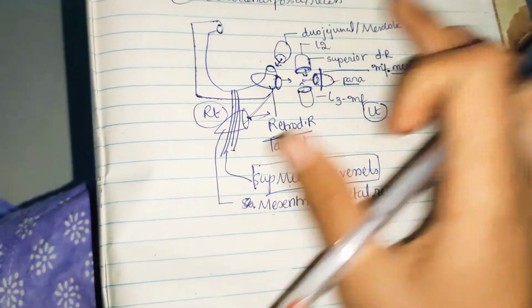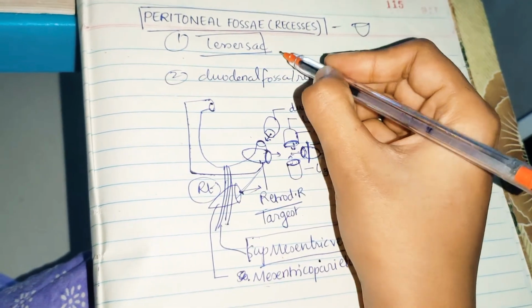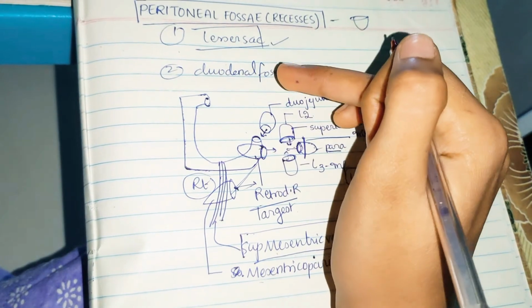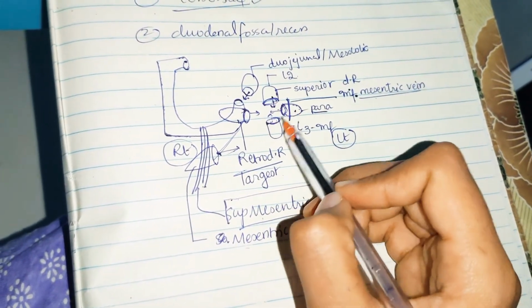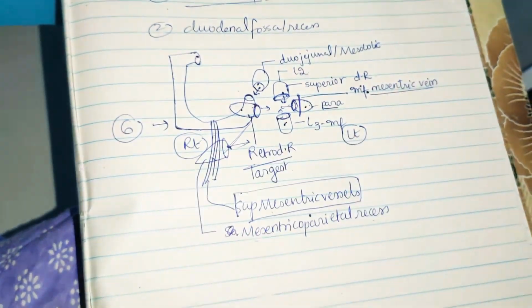Very easy. So what are the peritoneal fossa or recess? They are pocket-like structures. We discussed the first one, the lesser sac, which is also one of the pockets. Next we discussed the duodenal pockets. How many pockets are there in total? 1, 2, 3, 4, 5, 6. So 6 pockets are present in the duodenum.